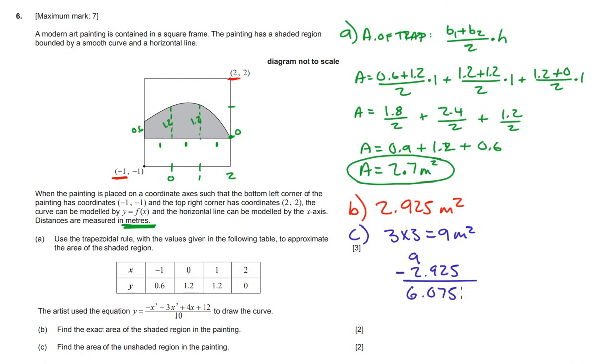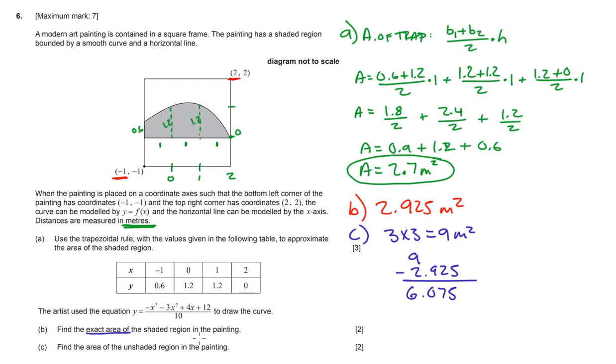And that is square meters. Now, let's see. I did 2.925. It says find the exact area of the shaded region. So I didn't round it off, because if this was 2.925 and the decimal kept going on and on, then I would have rounded it. But we want to find the exact area, so we're going to leave it just like that.